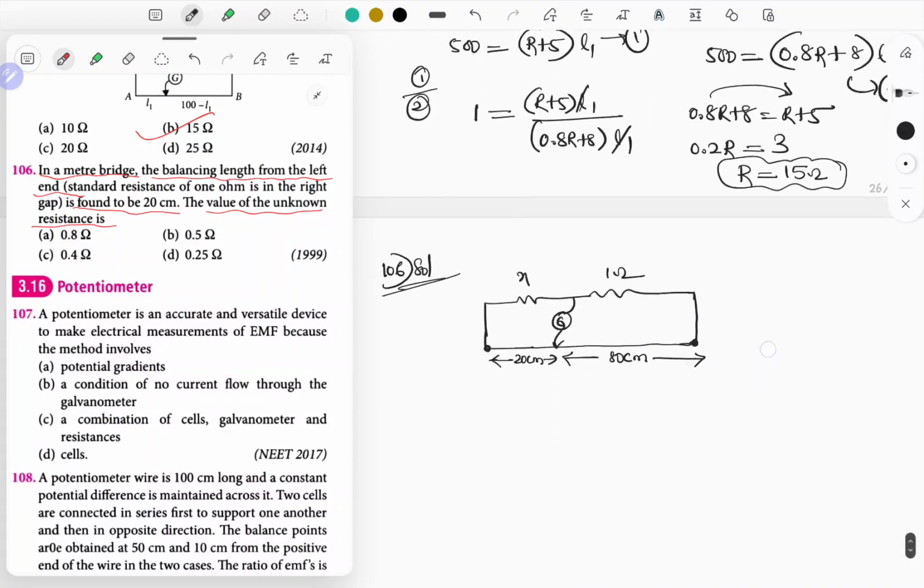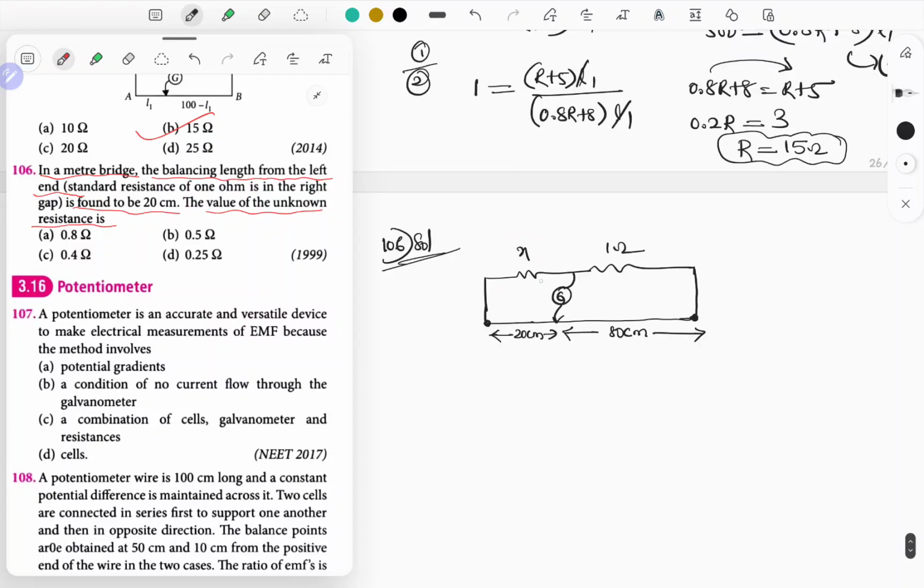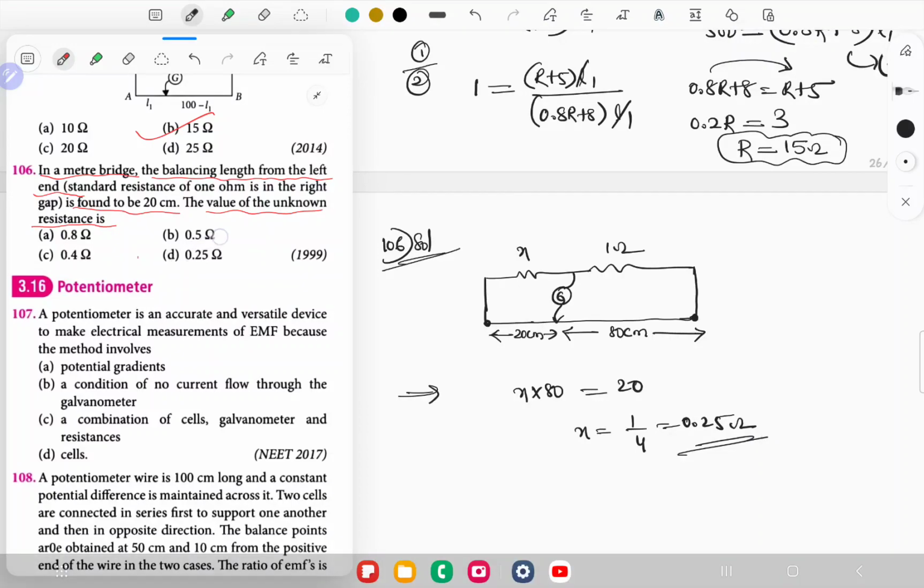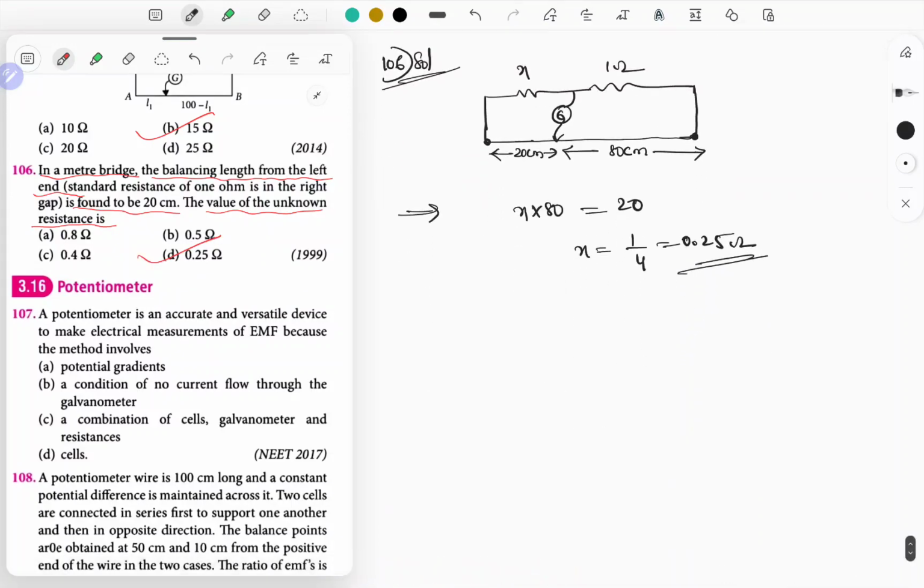Observe the circuit. From the given data, I just represented this circuit. They have already given a standard resistance of 1 ohm in the right gap. The left side gap is the unknown resistance, and under balanced condition, the product of opposite resistances is the same. That is, x into 80 is equal to 20. Then x is equal to 1 by 4, which is equal to 0.25 ohms. Option D is the correct answer for question number 106.